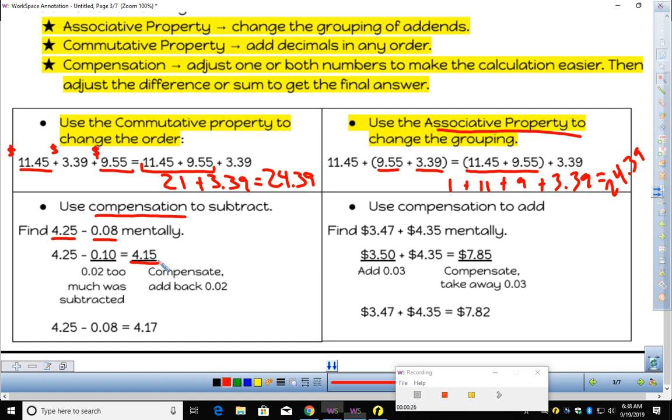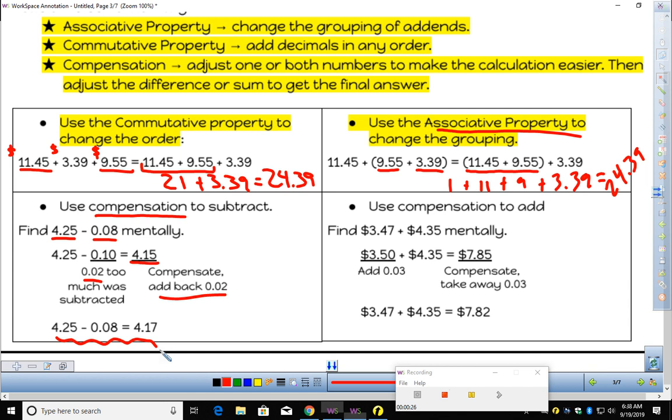Except because I subtracted too much by 2 hundredths, I have to add those 2 hundredths back in. And so that's where we get this piece. Compensation with decimals is a lot like what you might do with whole numbers.